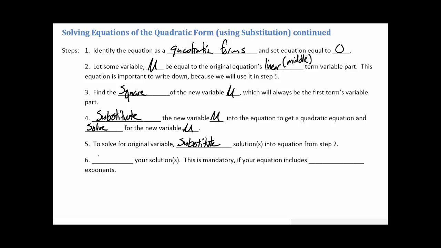And then number 6 is we want to check our solution. It's always a good idea to double check that it does work because if one of our expressions involves a fractional exponent, that does mess with the rules a little bit. So if your equation includes fractional exponents, you definitely want to go back and check that you're not violating some other rule.